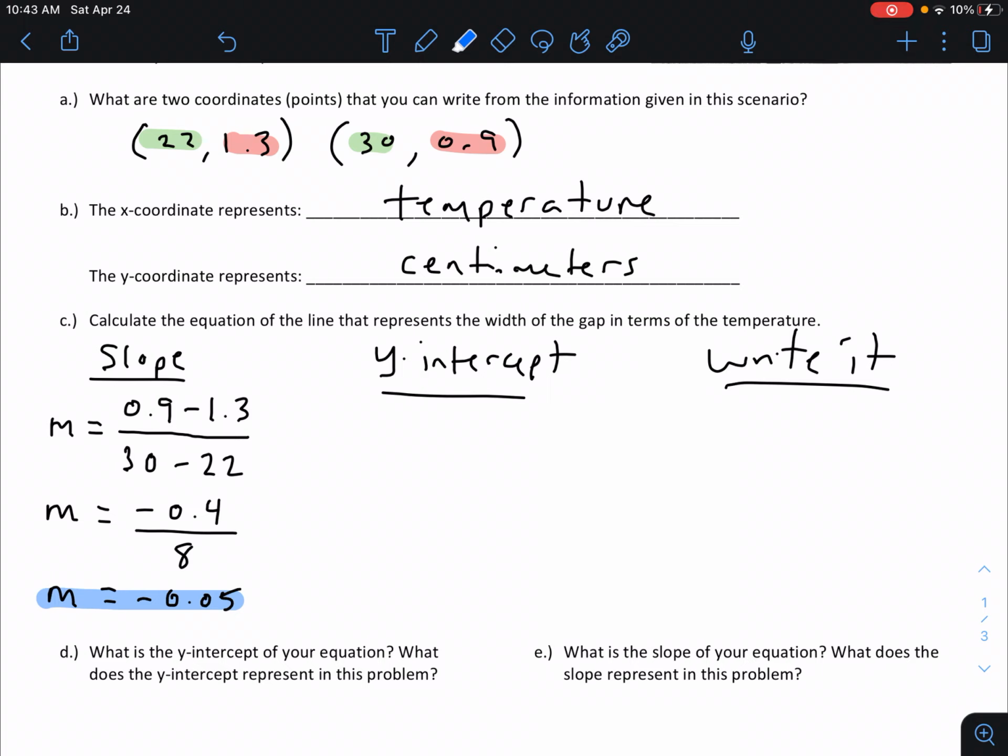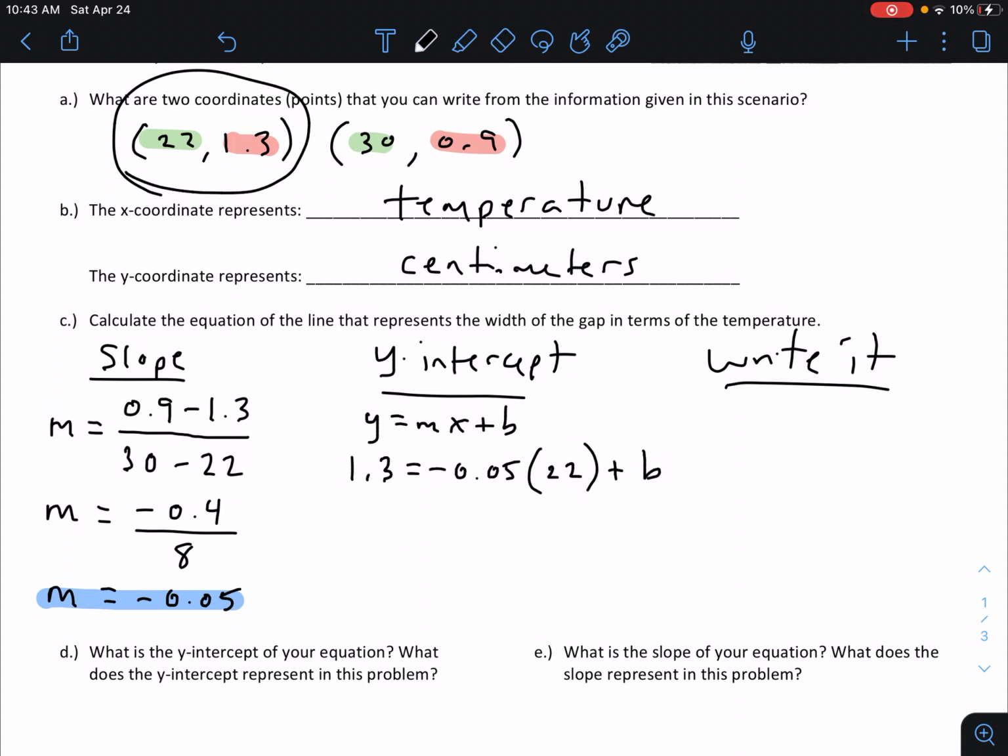So I just need to take one of the points and then the slope that I have and plug it all into y equals mx plus b. So I'm going to write down y equals mx plus b. Okay, so I'm just going to pick the first point here. So this is the one I'm going to use right here. And so I'm going to start with y. The y is highlighted in red, so it's 1.3 equals the slope that's highlighted in blue, negative 0.05. And then I'm going to write my x value, which is highlighted in green, 22, and then plus b. Okay, so we need to simplify this.